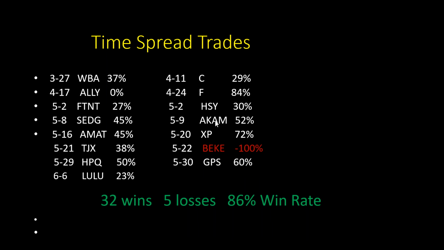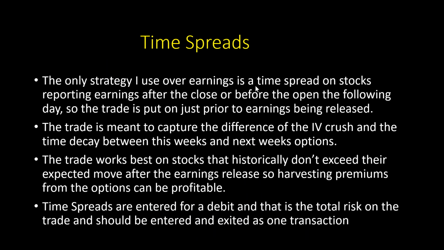But you can see that the win rates typically run higher than the regular strategies do, and I'll go over why that is. But again, 50% in HPQ, 45% AMAT, 84% in Ford, 70%, 72% in XP, 60% GPS. High percentage win rates. The win rate's high, but the profitability per trade is higher on time spreads than it is on normal trades because of the structure.